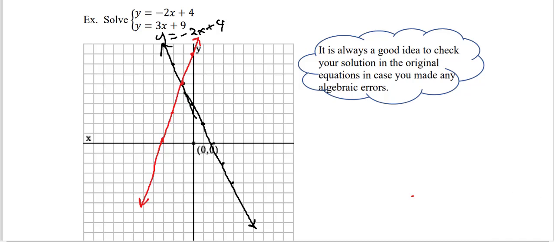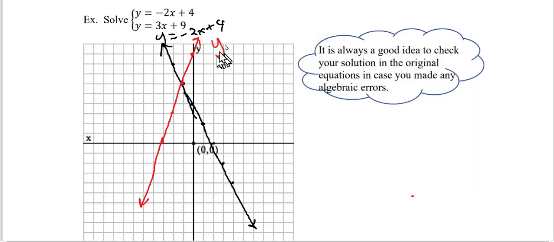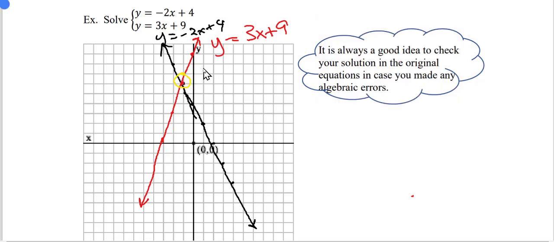We saw graphing these two lines that y equals negative 2x plus 4 gave us the black line, and then I think we are graphing the red line here, and that is y equals 3x plus 9. It appears that these two lines intersect right there at negative 1, 2, 3, 4, 5, 6. And that seems to be the case from the slope. And I'm not just guessing here.